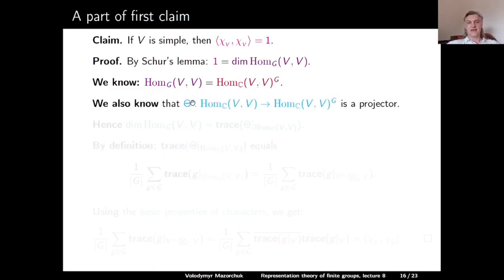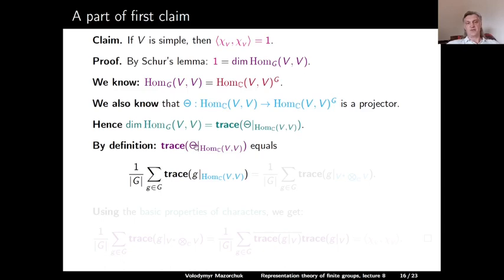And we also know that the map theta, so this is 1 divided by the cardinality of G, the sum of all elements g in G, it projects the whole module of all linear maps from V to V to the trivial part of this module. So the dimension of the space of all homomorphisms from V to V should be equal to the trace of this linear map theta for the module Hom_C(V, V).